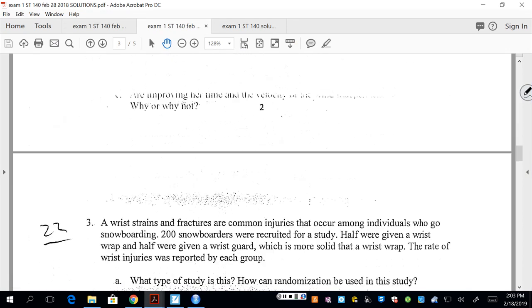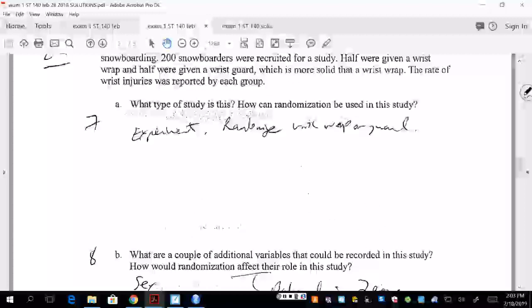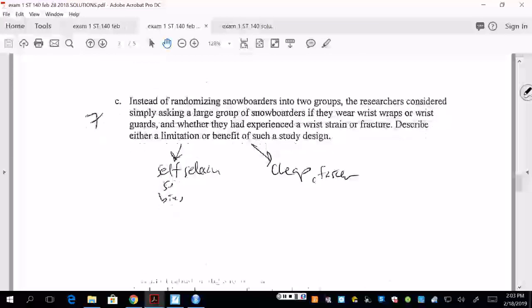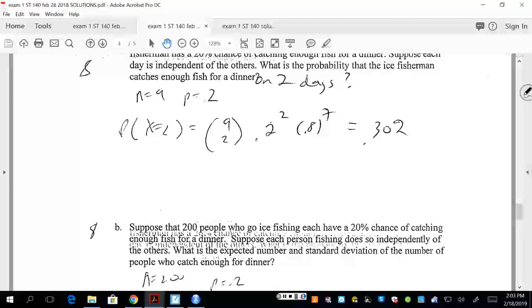As we go down, here was the study. See, some of these answers could be kind of short. This is the one here. This turns out to be 0.302, 30% of the time. This fisherman, the ice fisherman, is going to catch enough fish for dinner on 2 days out of 9 out there.